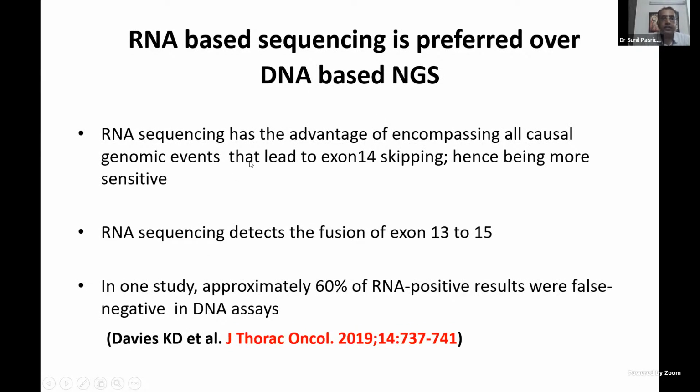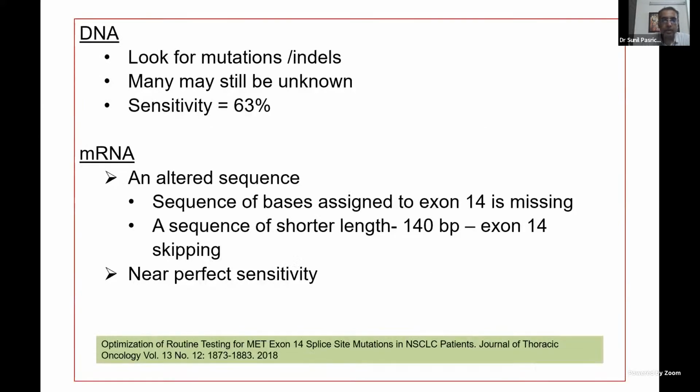And RNA sequencing has an advantage because it encompasses all the causal genomic events that lead to exon 14 skipping, and hence is more sensitive. RNA sequencing detects the fusion of exon 13 to 15. And in one study, approximately 60% of RNA positive results were found to be false negative in DNA assays, which was published in JTO 2019.